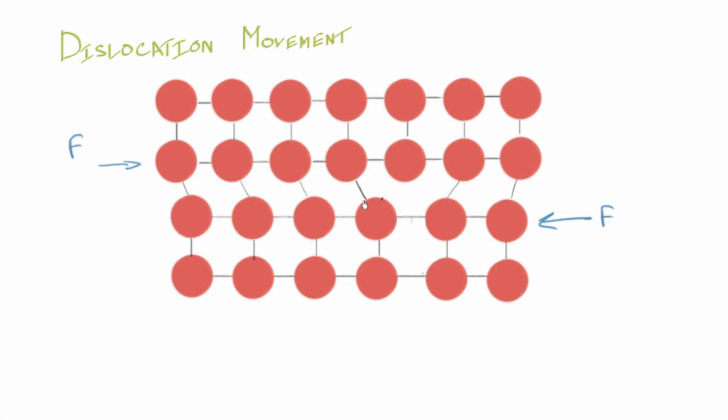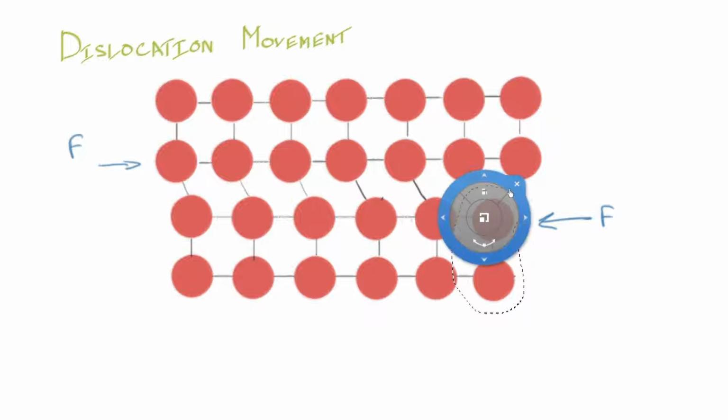So it's reformed. Now another bond can break, and these atoms move over. In fact, it's the moving of the atoms really that broke the bonds, and then that bond can reform, and another bond can break as these atoms here move over, and then a bond reforms.